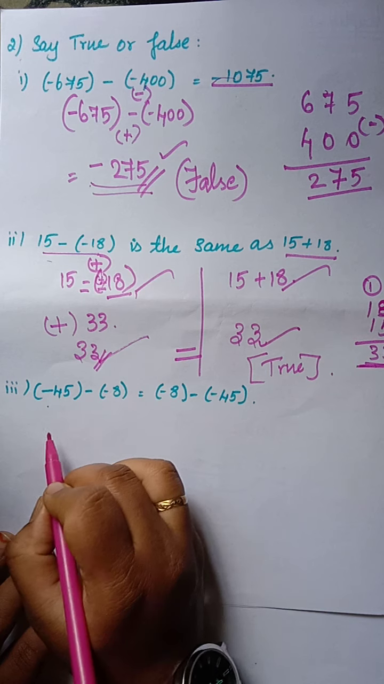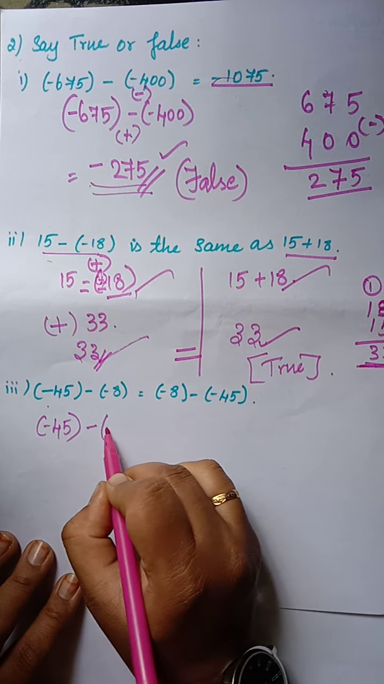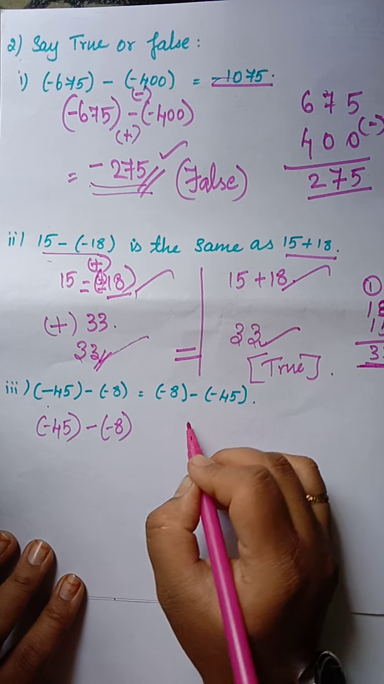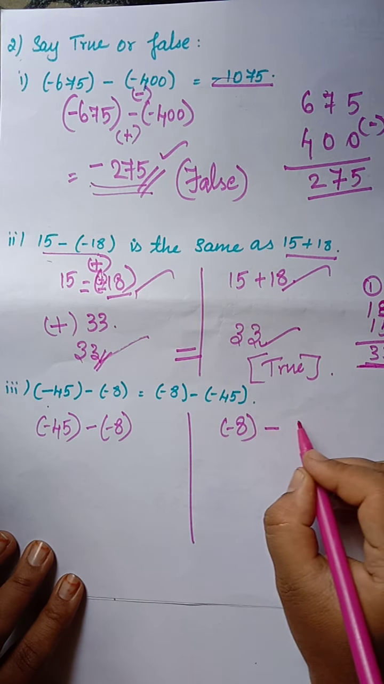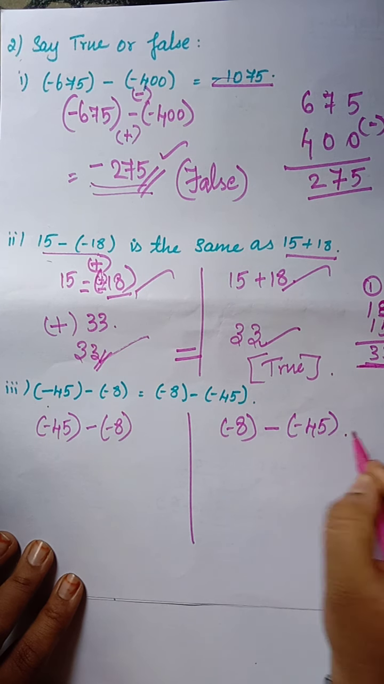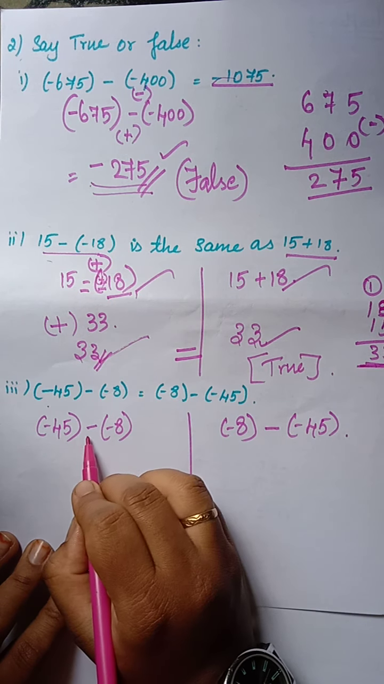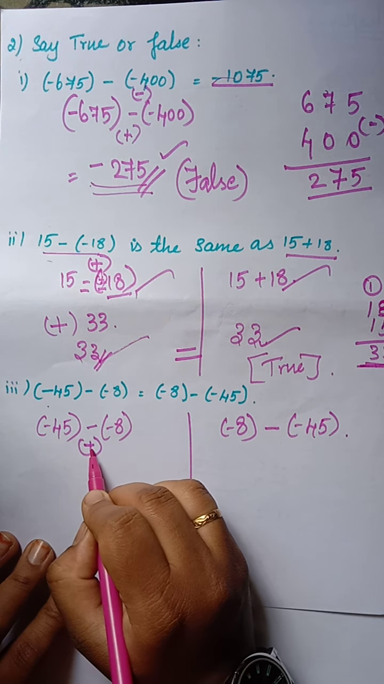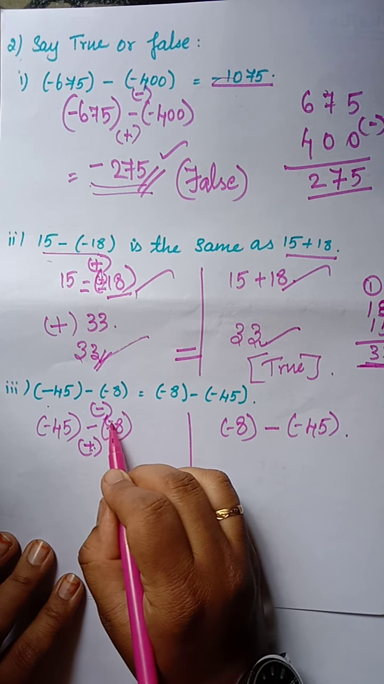Now we can just take it and write it here. So minus 45 minus 8. You can just put it as a line now. So minus 8 minus 45. Clear? Okay, now what we have to do, we have to insert the rule there. Minus into minus is plus, and plus into minus is minus. So minus means here also it will be minus.